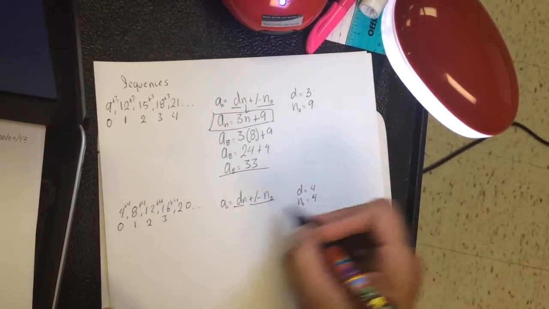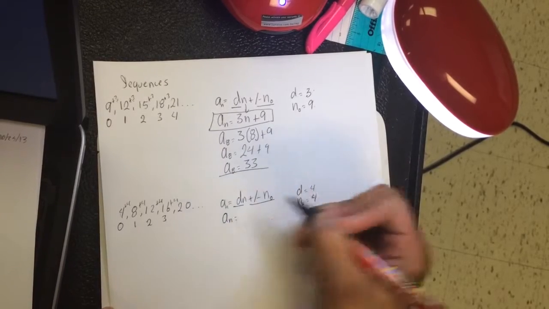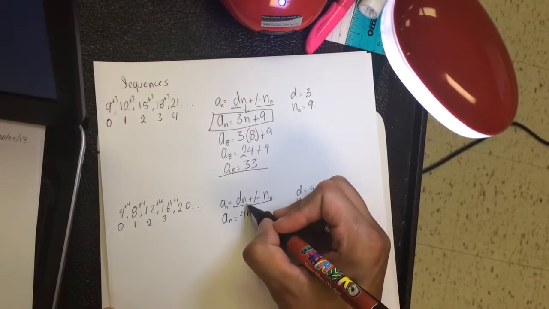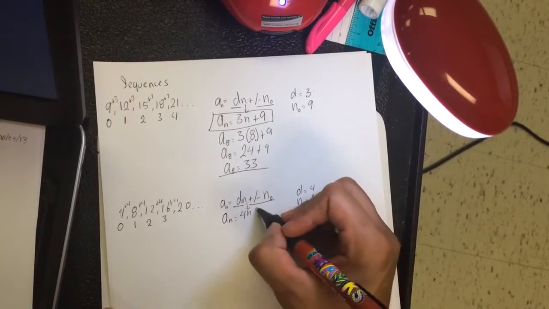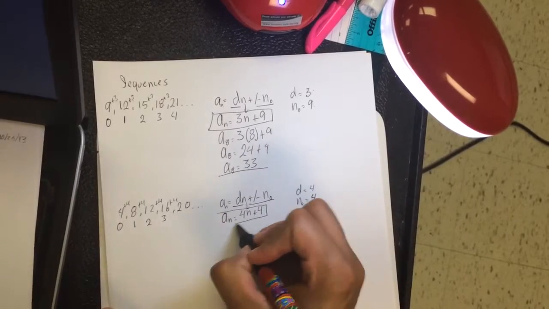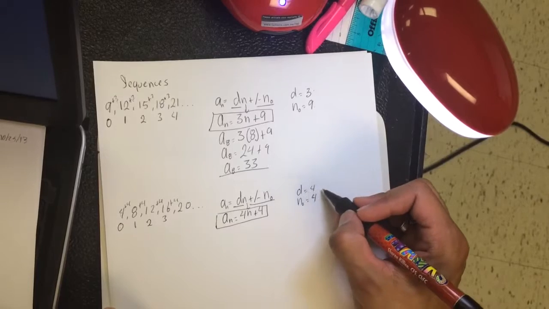And now I can create my rule, right? Yes. A sub n equals 4n, and then 4, and because it's positive, you put plus. That's it. So the first question asks you, find the common difference. Well, we have it. D equals 4.